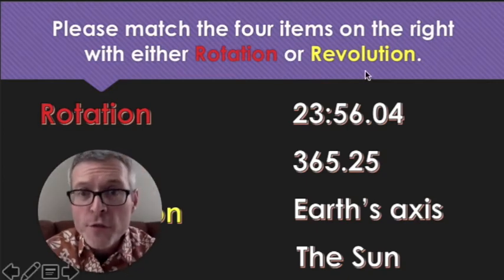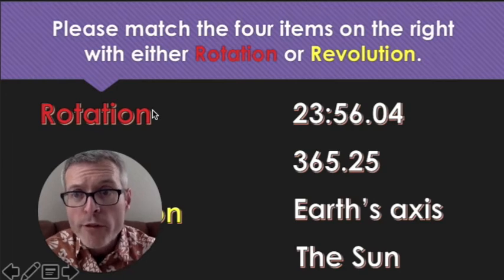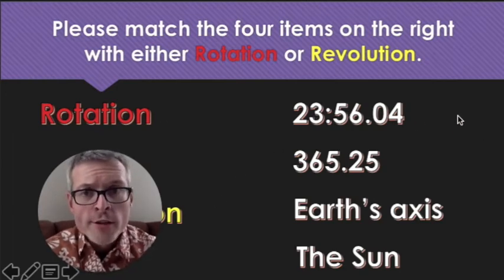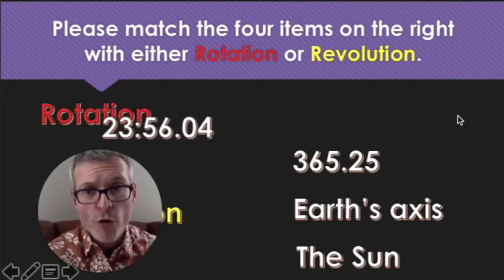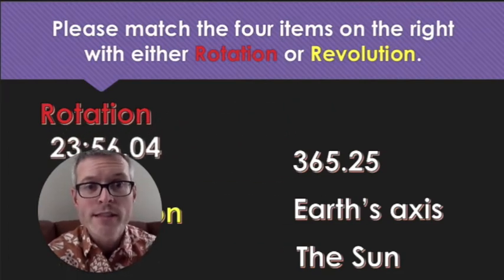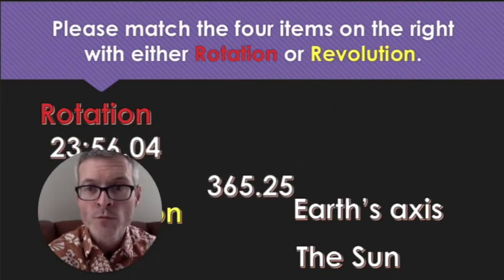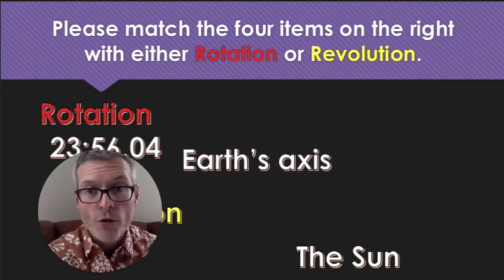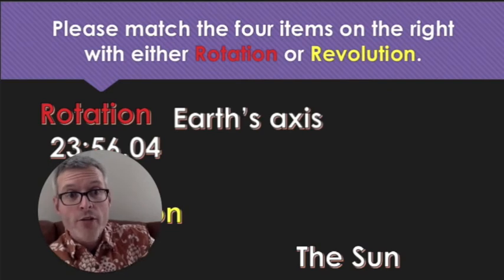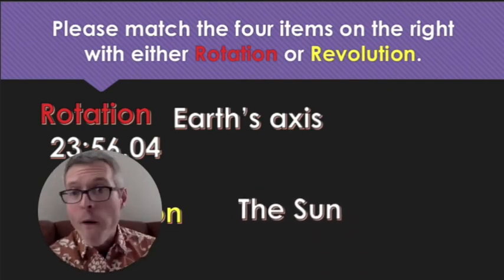Please match these 4 terms on the right with either rotation or revolution. So what happens every 23 hours, 56 minutes, and 4 seconds? Rotation. How about every 365.25 days? Revolution. The Earth rotates around Earth's axis, and the Earth revolves around the sun. Awesome.